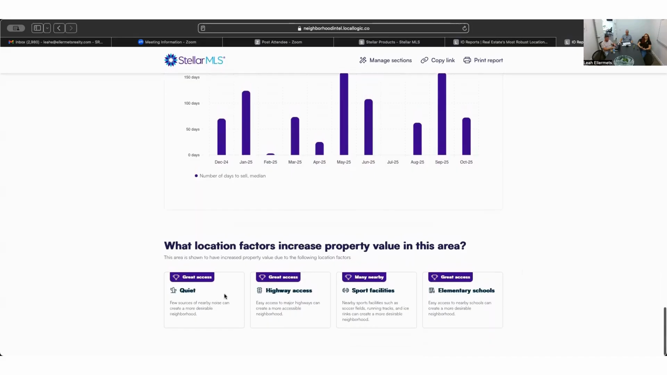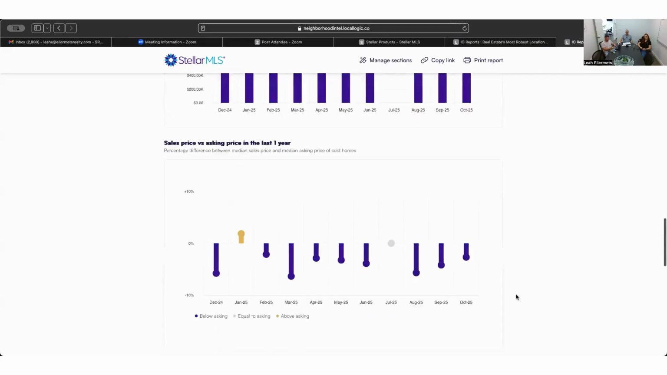And then it even goes into local factors in the communities. Let's see if this is accurate. Sport facilities, many nearby. Yes, they are. All right, does it tell me any more than that? It does not. Okay, but it's true. It's a quiet neighborhood. It's easy highway access. There are many sporting facilities around and great schools. It's a fact.